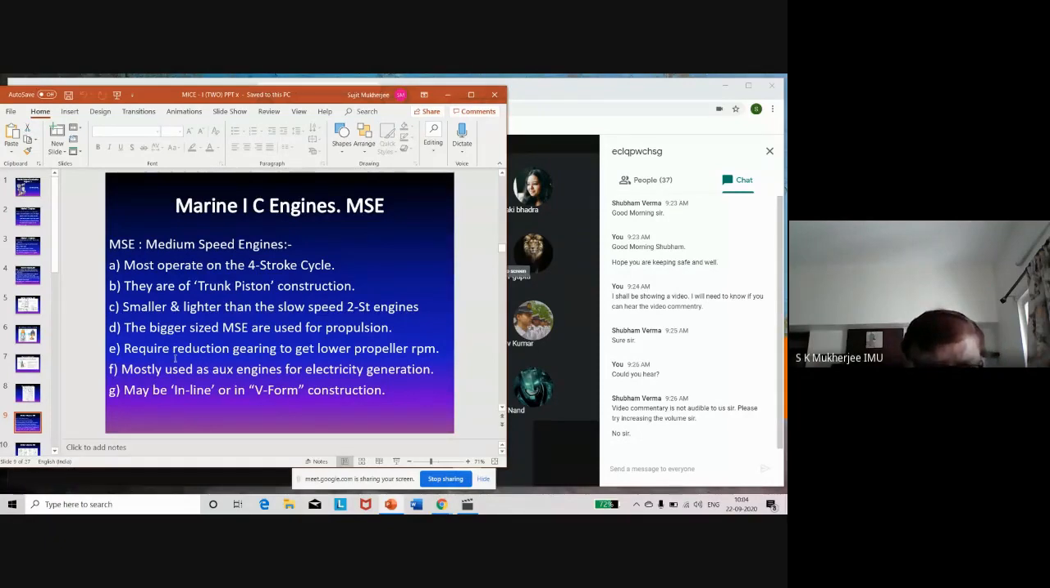All right. Most of them are used as auxiliary engines for electricity generation. That means your generators on board the ship will be all medium speed engines. These engines may be inline or in V-form construction. All right. Now, V-form is something you have already heard of.